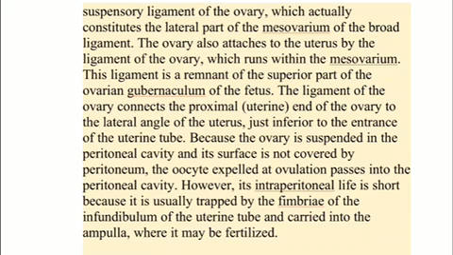However, its intraperitoneal life is short because it's usually trapped. That's the oocyte lives within the peritoneal cavity for a very short while because it is usually trapped by the fimbriae of the infundibulum of the uterine tubes, and then the oocyte is carried into the ampulla where it may be fertilized.